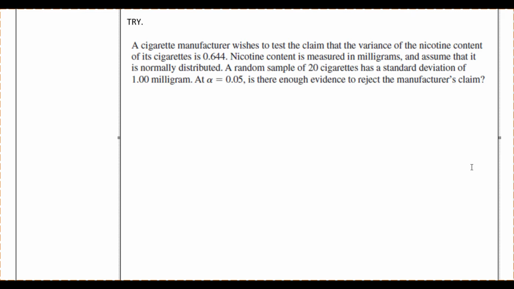Alright, so let's go over the solution to the problem. So we got a cigarette manufacturer who wishes to test the claim that the variance of the nicotine content of its cigarettes is 0.644. So we got a claim, and it says it is equal to 0.644. So this is my sigma squared. So we're going to use both methods.